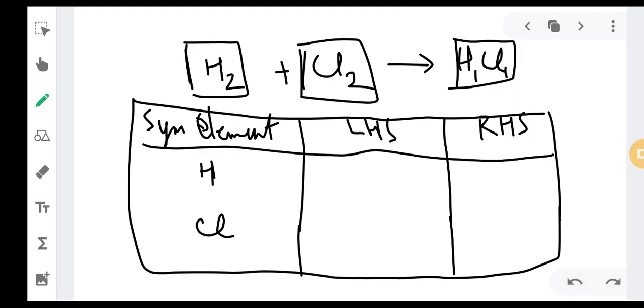So how many atoms are there on the left hand side of hydrogen? There are 2 atoms. Yeah, can you see over here? There are 2 atoms on the left hand side of hydrogen, and over here there is 1 atom of hydrogen. Okay, so next thing is chlorine. There are 2 atoms of chlorine on the left hand side and there is 1 atom of chlorine on the right hand side. So both hydrogen and chlorine are unbalanced.